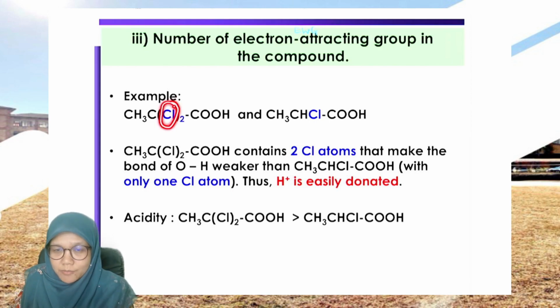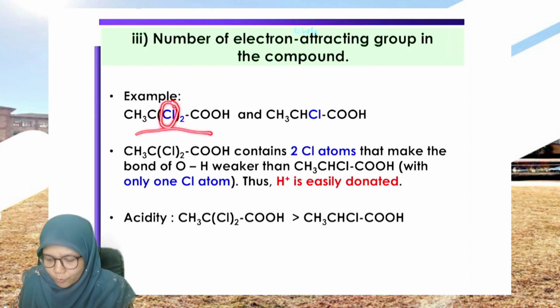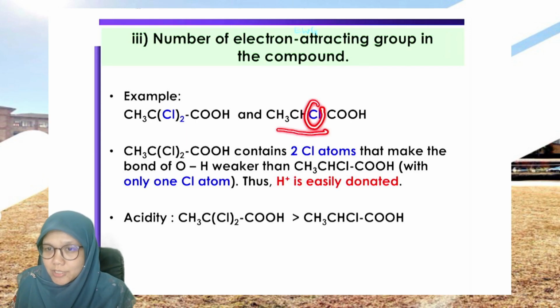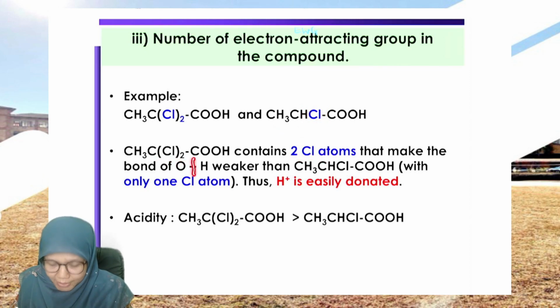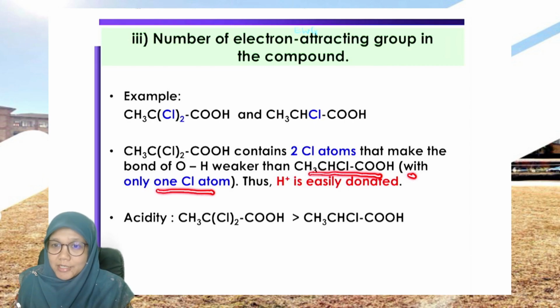2 klorin. So maksudnya ada 2 EWG group in this compound. Okay, while another compound ni hanya ada satu saja klorin. Maksudnya hanya ada satu je EWG group in this compound. Okay, this compound contain 2 Cl atoms that make the bond of OH weaker. Okay, then in compound 2-chloropropanoic acid which only 1 chlorine atom. Thus, H plus in this compound is easily donated.